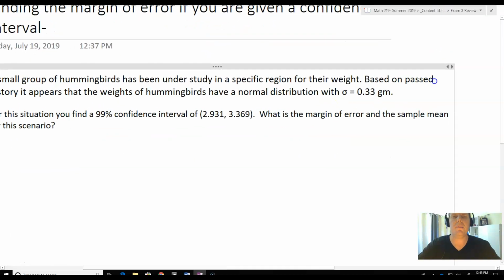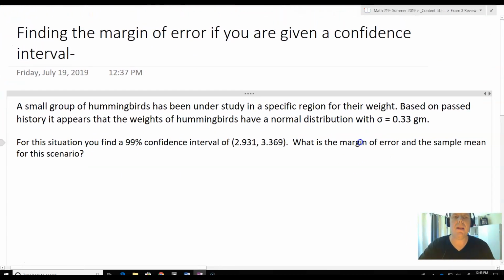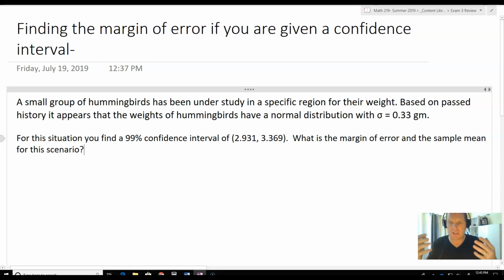Right, so what I want to talk about now is what happens. Another kind of question that could show up is, for a confidence interval, what happens if I'm given the confidence interval and I want to find the margin of error or a point estimate? Basically, this is how we understand how a confidence interval is set up.